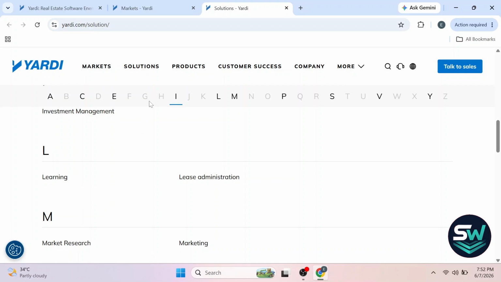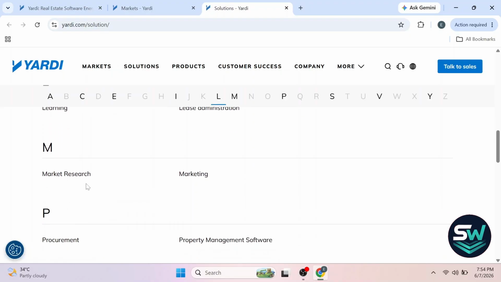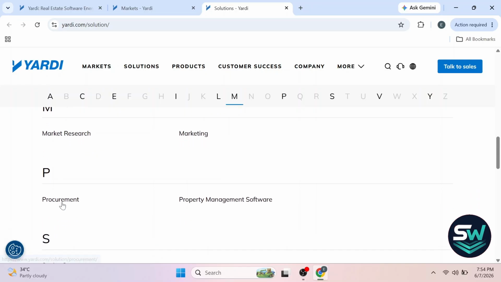Then we have lease administration. So this tool helps organizations manage contracts, lease obligations, renewals, and critical dates more effectively. The market research solutions provide valuable data and insights that help organizations make informed business decisions. Marketing tools assist with advertising properties, generating leads, improving visibility, and attracting prospective residents or tenants. Procurement solutions streamline purchasing processes, vendor relationships, approvals, and spending management.